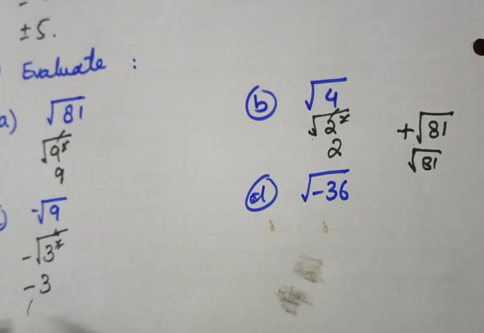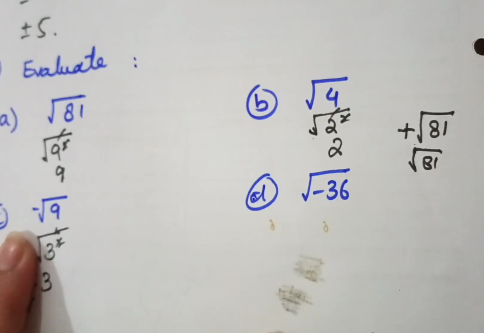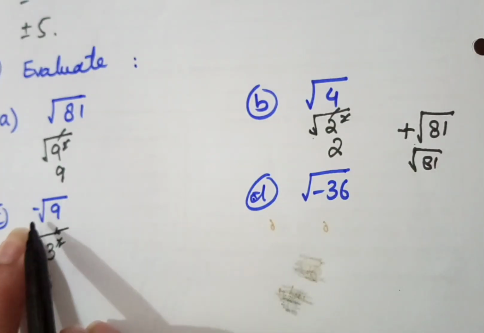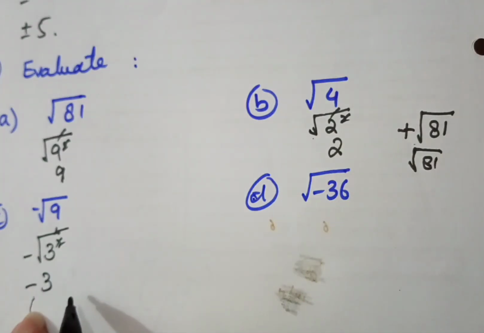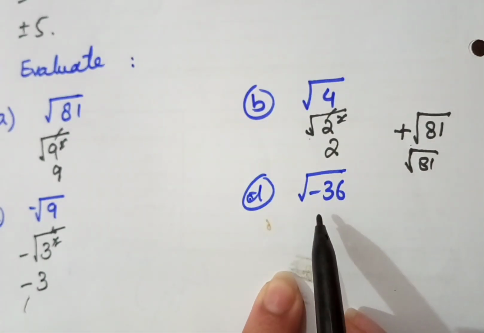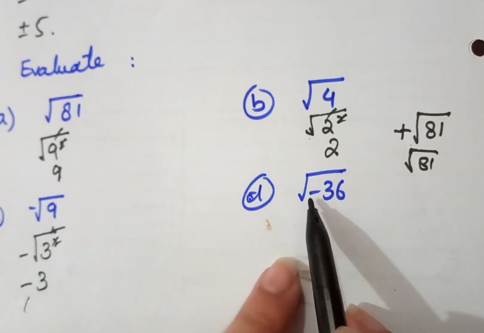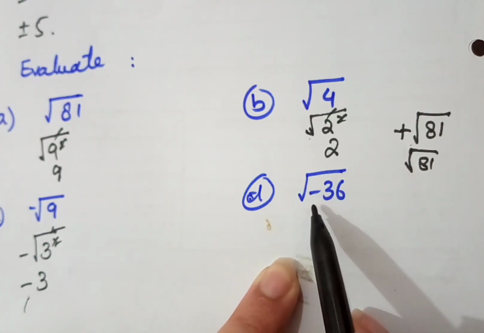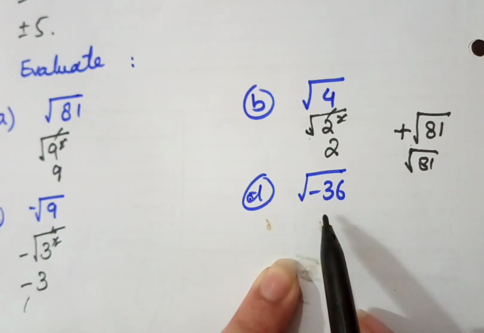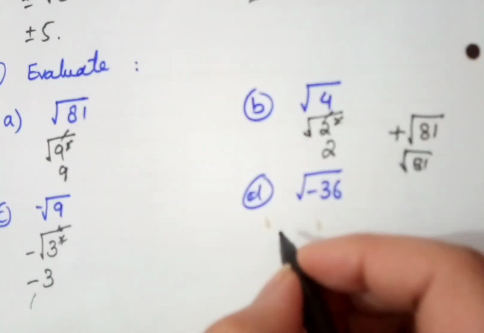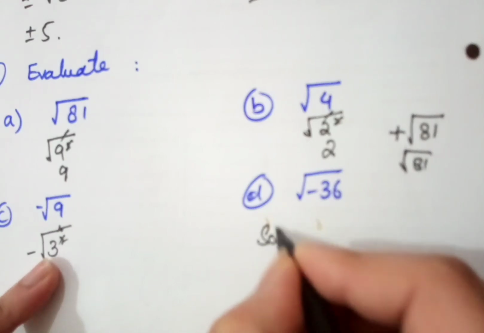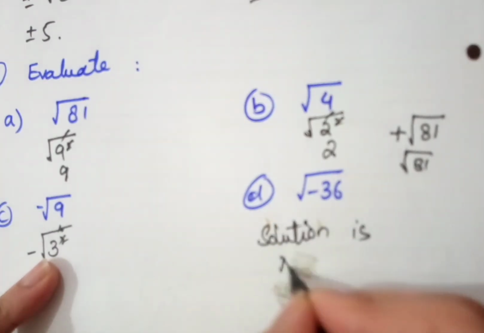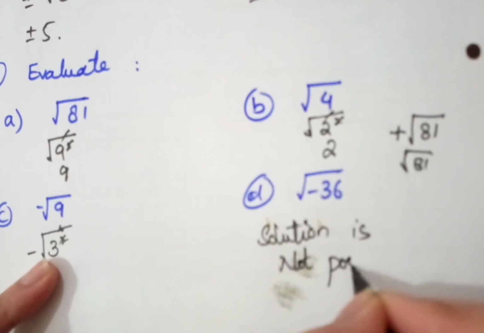Now look at both part C and D. In part C, you have the minus sign outside the square root, so this solution is possible. When you look at part D, the minus sign is inside the square root. Whenever the minus sign is inside the square root, the solution is not possible. So we just have to write that the solution is not possible.